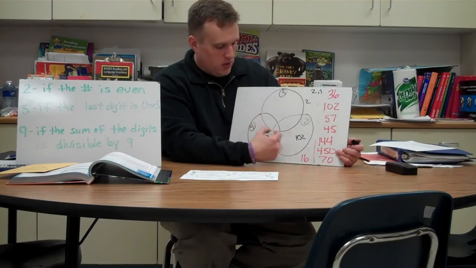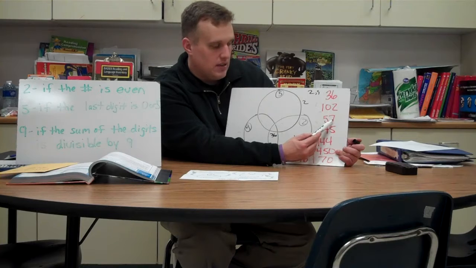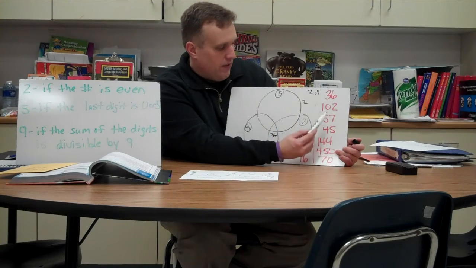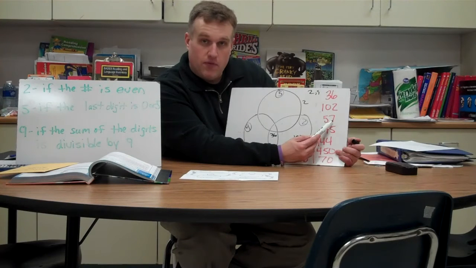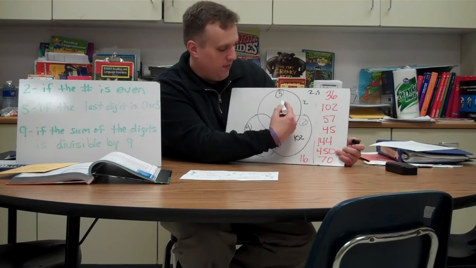57. Start with my 2's. Does it end with a 0, 2, 4, 6, or 8? No, it does not, so I know it's not divisible by 2. 5. Does it end with a 0 or 5? It does not. So I know it's not divisible by 5.